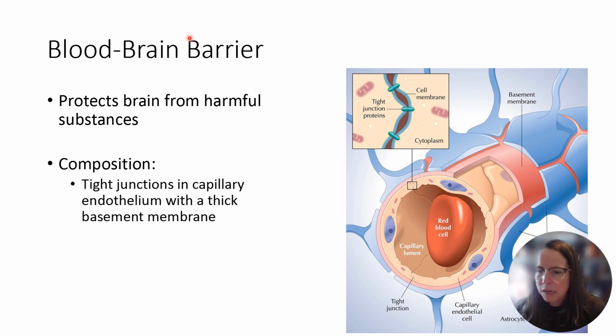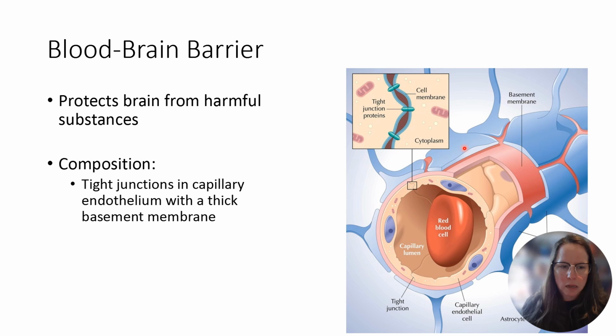So what we see here are the capillary walls. So this is the simple squamous epithelium with tight junctions because we don't really want too much leakage here. We have our basement membrane, and then these are the projections of astrocytes. So we talked about our astrocytes in our discussion on the intro to the nervous system. These are cells that do a lot in the brain, and one of them is to form the blood-brain barrier.